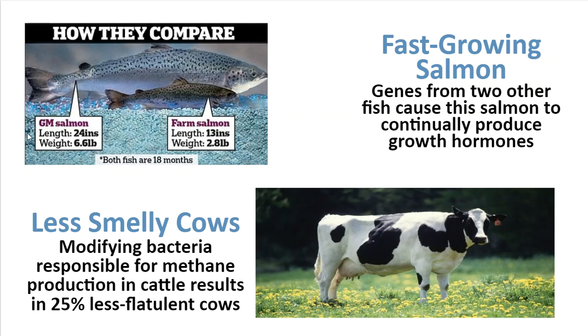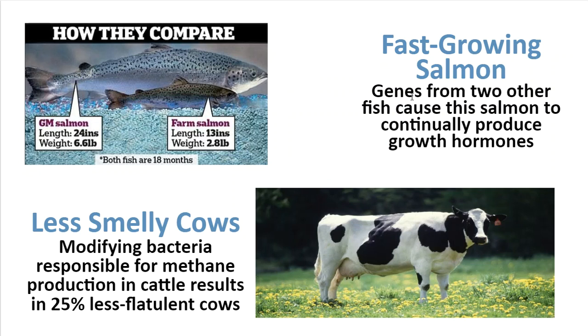But with genetically modified salmon, it keeps secreting that hormone. So it keeps getting bigger, keeps getting bigger. So now we have a salmon that's 24 inches and has an average weight of 6.6 pounds at, again, that same age of 18 months. So more food, possibly less money.